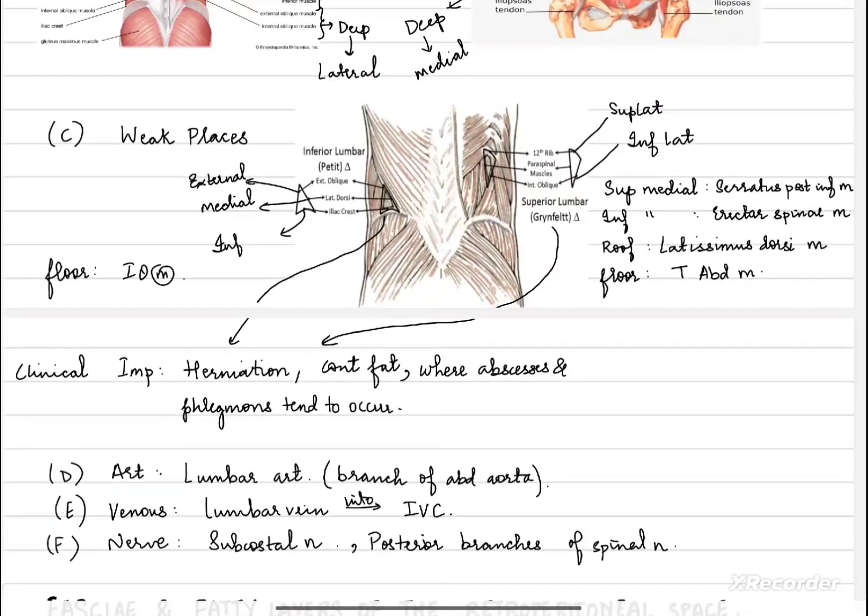Now there are some weak places. It is very important to remember these weak places. What are those? First is inferior lumbar triangle, which is Petit triangle, and superior lumbar triangle, which is Grynfeltt triangle.